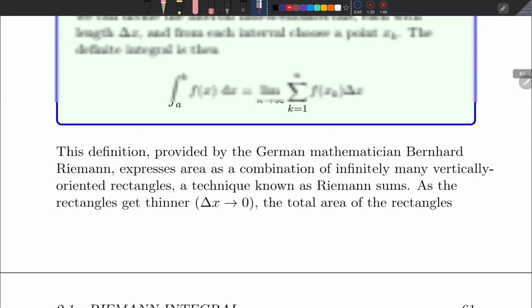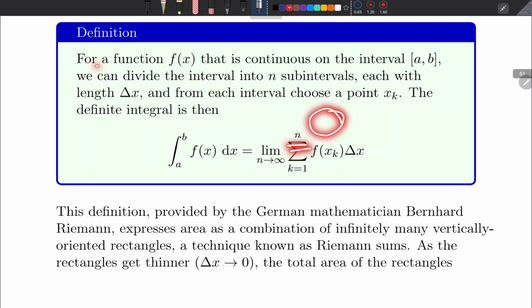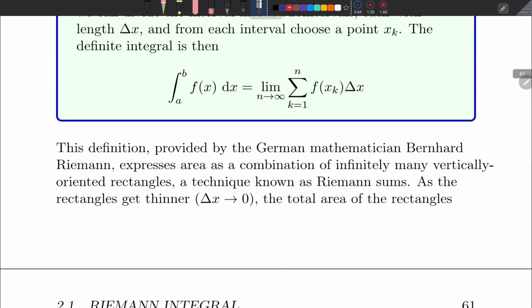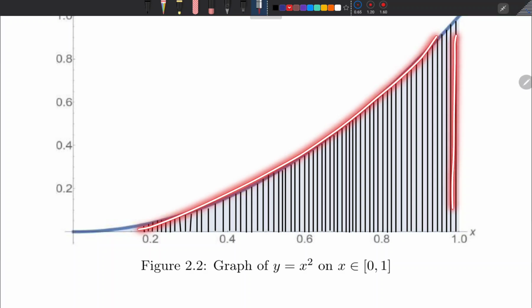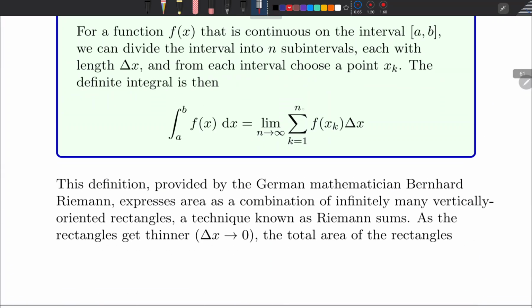Just take a look at the formula here. We have this sum of the function, so this is your curve, and this is your width. This is your y and this is your x. When we multiply both of them and add up the area of all these rectangles, that gives us the area of this part. That's because n is tending to infinity, so there is an n tends to infinity.